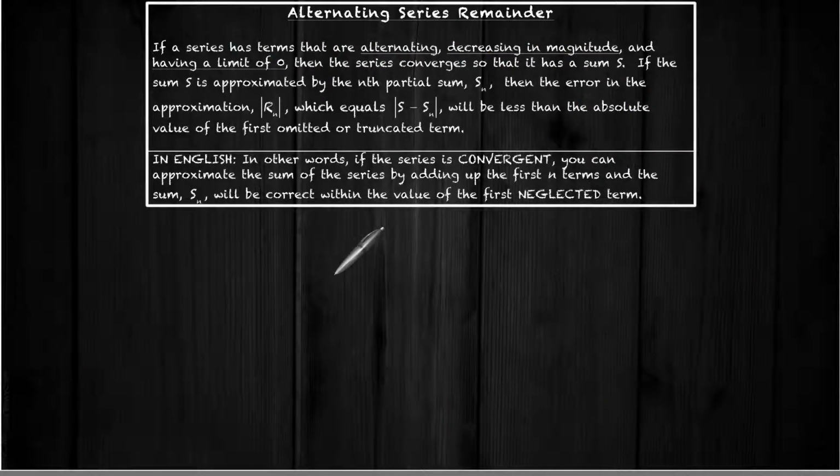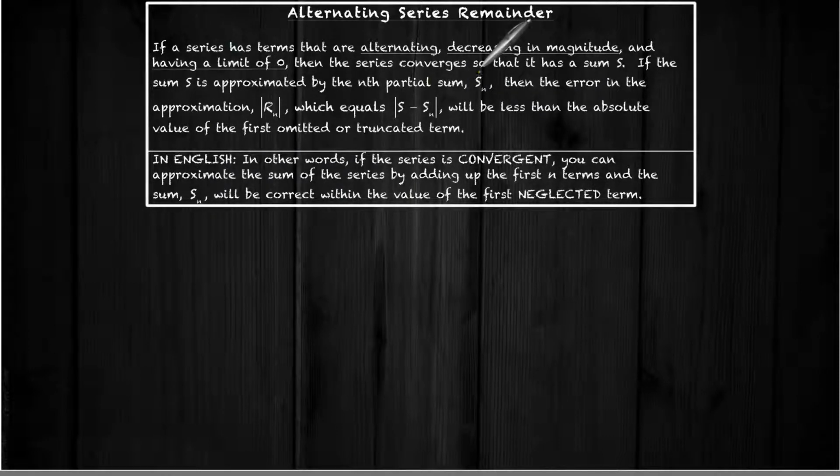Okay, the next thing we're going to talk about is something called the alternating series remainder. And this can be a little bit confusing, so I'm going to try to take it slow and explain this. If you have a series that has these three conditions, first, the terms are alternating, second, decreasing in magnitude, and third, the limit is 0, then the series converges. We've already talked about that. That is the alternating series test. Now the question is, can we find what it converges to?